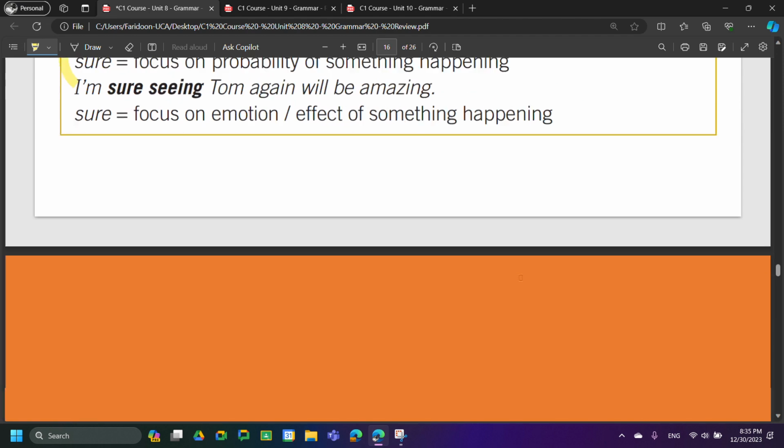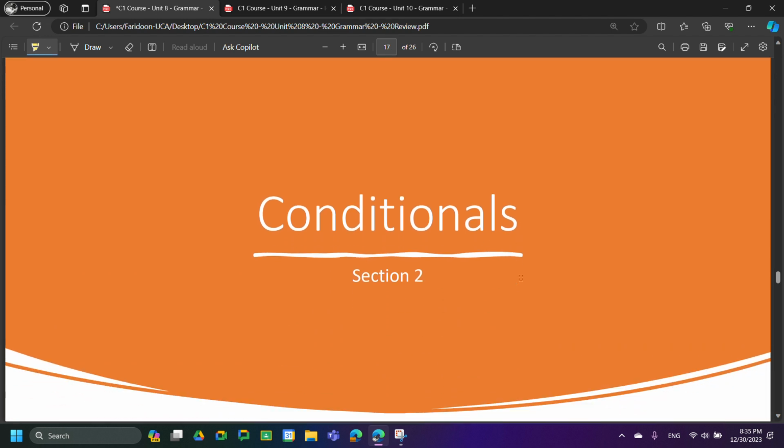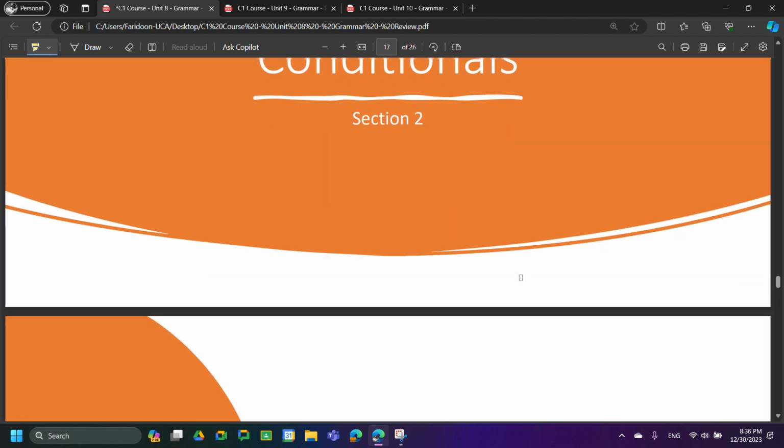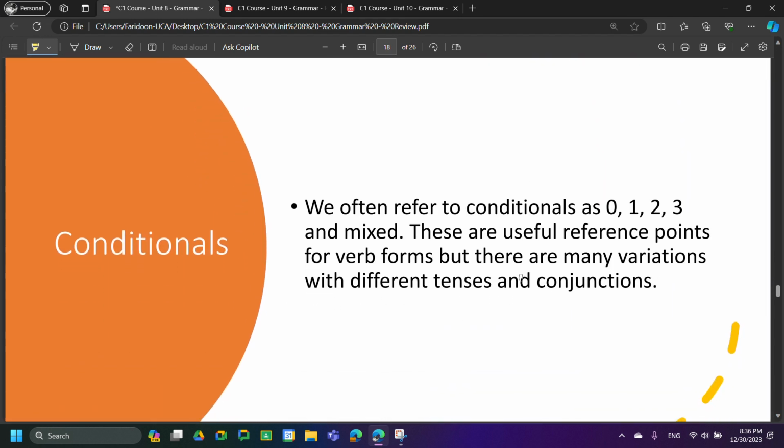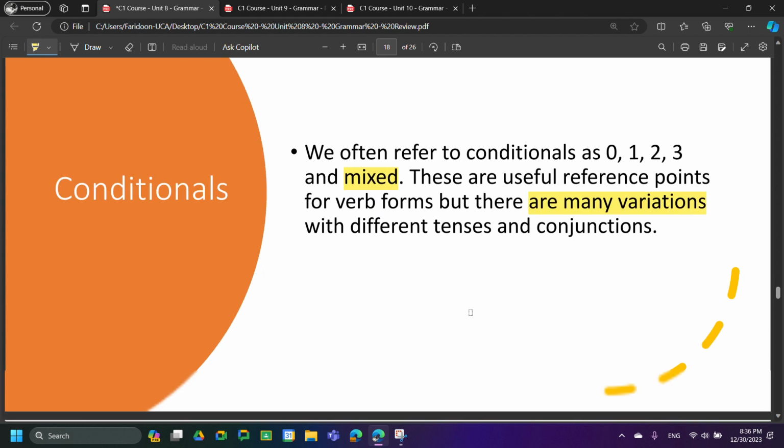Okay, so section 2 is about conditionals. Let's see what conditionals are. Okay, so we often refer to conditionals as 0, 1, 2, and 3, and also the mixed conditionals, okay? These are useful reference points for verb forms, but there are many variations with different tenses and conjunctions, okay? So these are not the only variations we have of them. We do have some more that we can learn here.